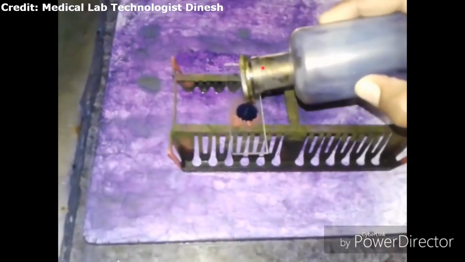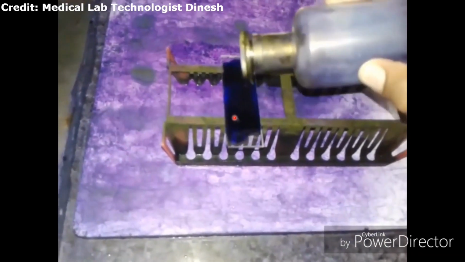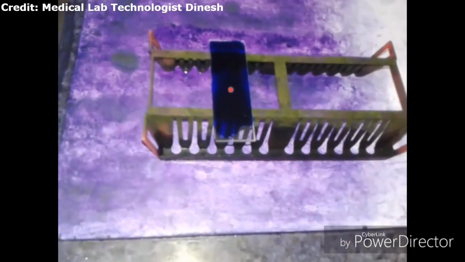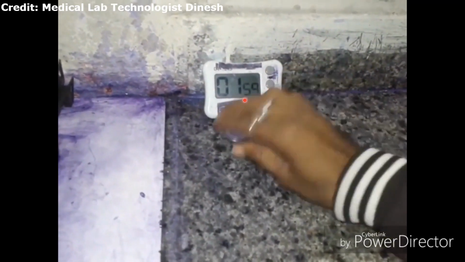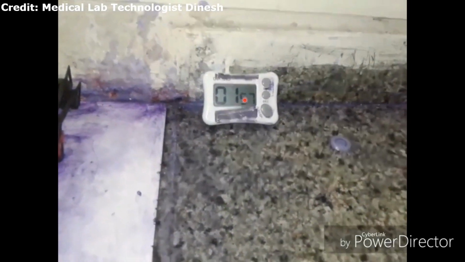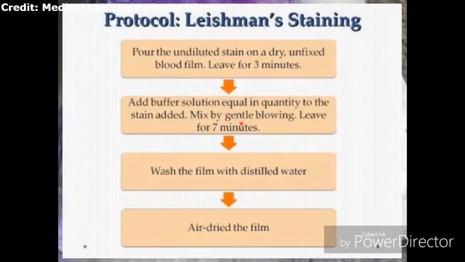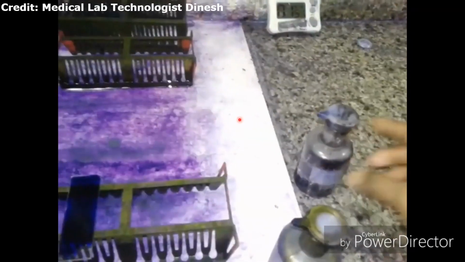So this is a Leishman stain. We have to add Leishman stain onto the smear. As you can see, 8 to 10 drops are sufficient to cover the smear on the rack. Then we have to wait for 2 minutes. This 2 minutes is the fixation time, not the staining time. So in this 2 minutes, fixation of the smear will happen on the glass slide.